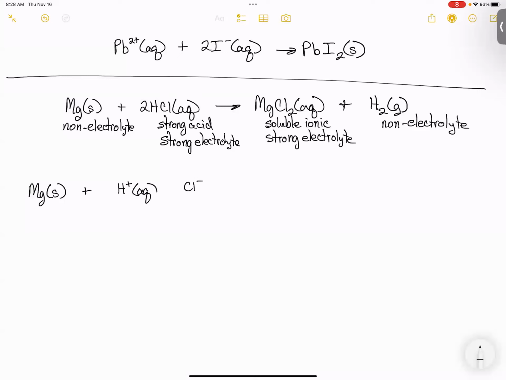The ions have the same state of matter as their parent, and we do have to take into account the balanced chemical equation. There are 2 hydrochloric acids. That means there are 2 hydrogens and 2 chlorides. Magnesium chloride, we said, was a strong electrolyte because it's a soluble ionic compound. So we're going to break it apart into its ions. Its ions are magnesium ion and chloride ion. The ions will have the same state of matter as their parent.